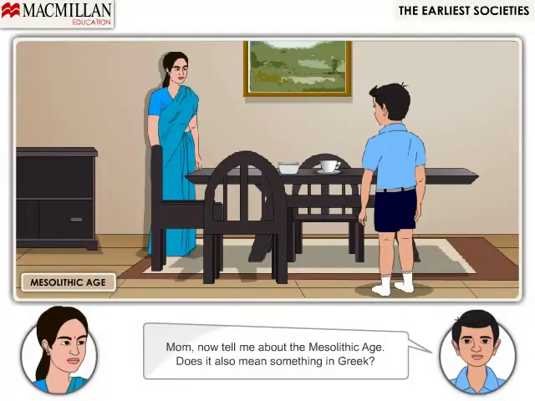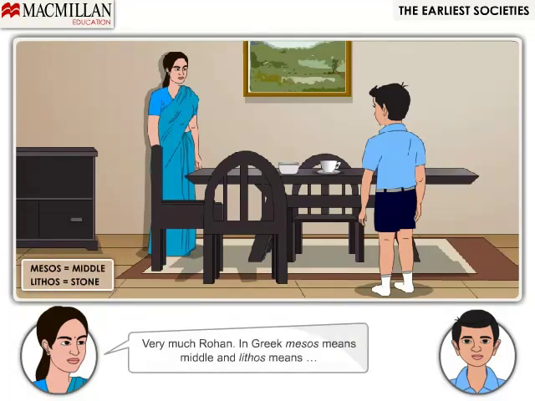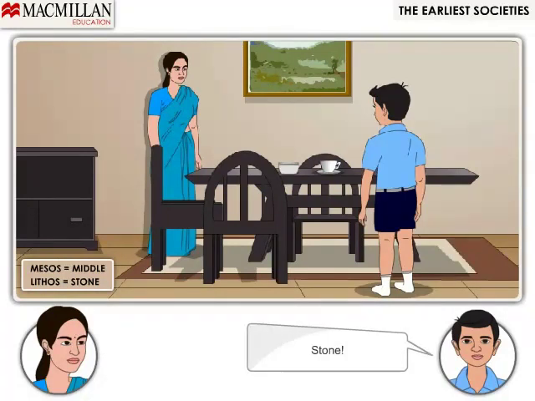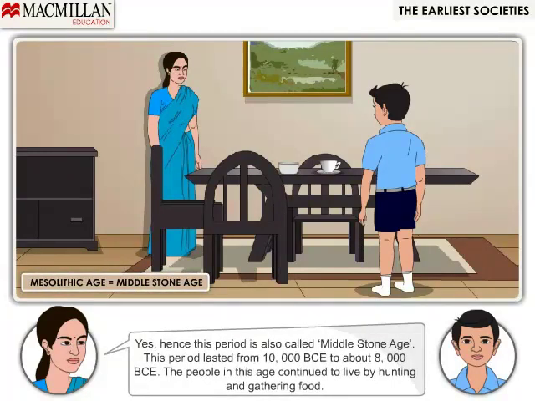Mom, now tell me about the Mesolithic age. Does it also mean something in Greek? Very much, Rohan. In Greek, mesos means middle and lithos means stone. Hence, this period is also called Middle Stone Age. This period lasted from 10,000 BCE to about 8,000 BCE.